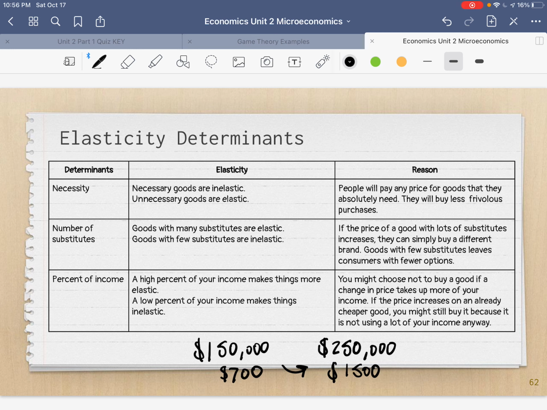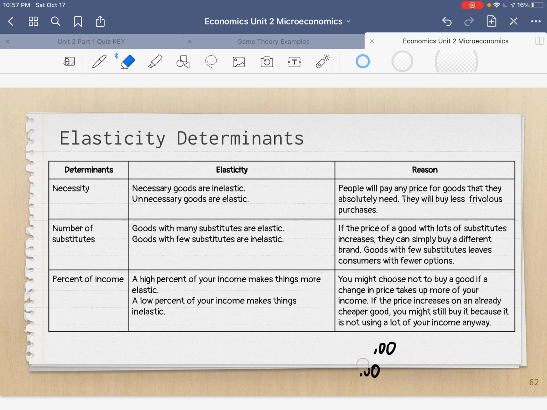This is a large portion of our income. We're jumping up quite a bit. This price increase is changing the percent of income quite a bit. So we might not choose to buy such an expensive house because the percent of income every month, $1,500, is quite a bit of our monthly income. Okay, so there's an example of an elastic good. We might not buy such an expensive house because the jump up in price really kills our paycheck.